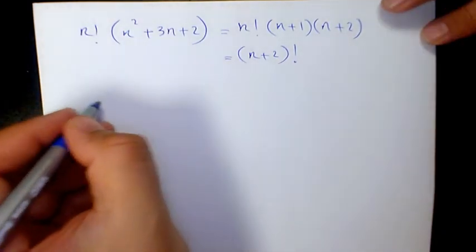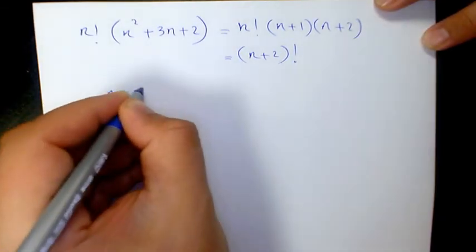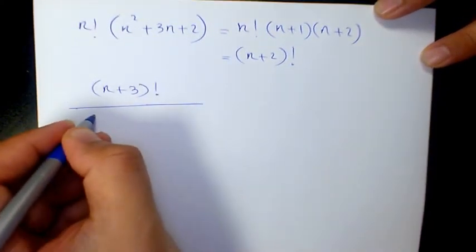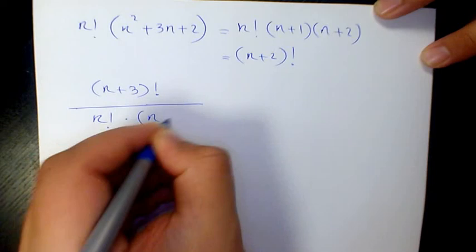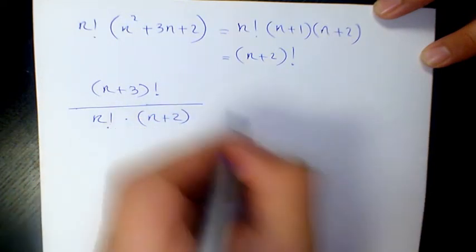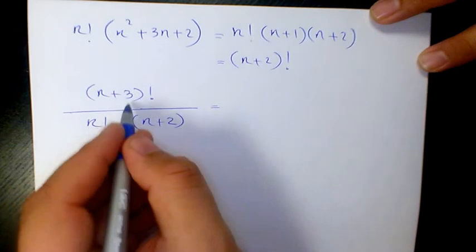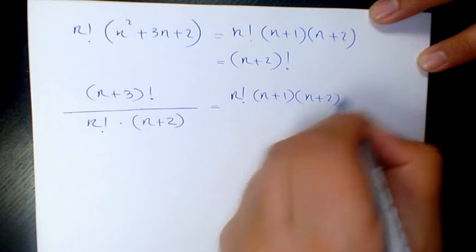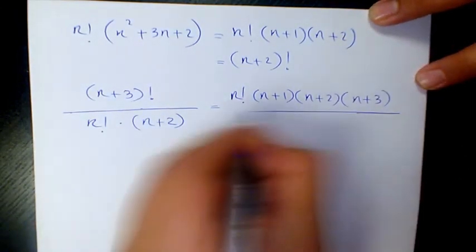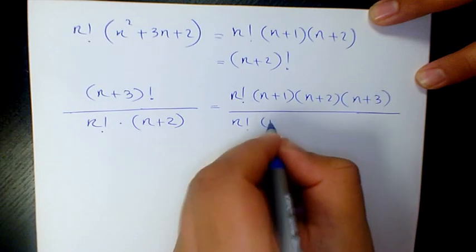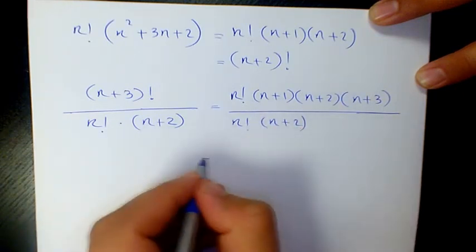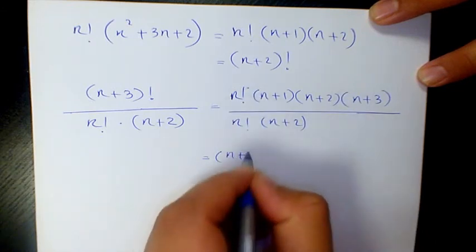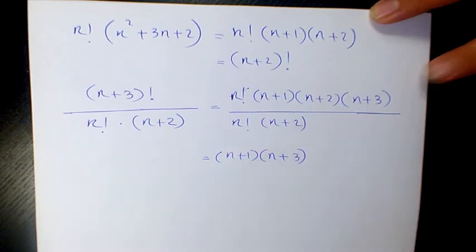How do you simplify this example? n plus 3 factorial over n factorial times n plus 2. In that case, you're going to say n plus 3 factorial is n factorial times n plus 1 times n plus 2 times n plus 3. And here you have n factorial times n plus 2. When you cancel this one and this one, your answer is going to be n plus 1 times n plus 3.